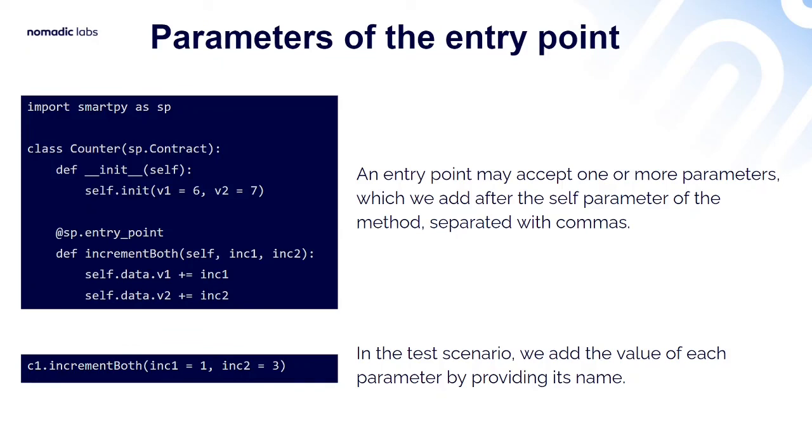We can also have parameters for the entry points, and for example, we can have an entry point increment both that will increment both of these values by a certain value passed as a parameter. So here we have 2 parameters after the self parameter, which are inc1 and inc2, and we can add inc1 to the first value in the storage, then add inc2 to the second value in the storage. And when we call it in the test, we will write c1 dot, the name of the entry point, and then in parentheses, we give the name of each property, equal, and the value that we want to pass as parameters to this function.